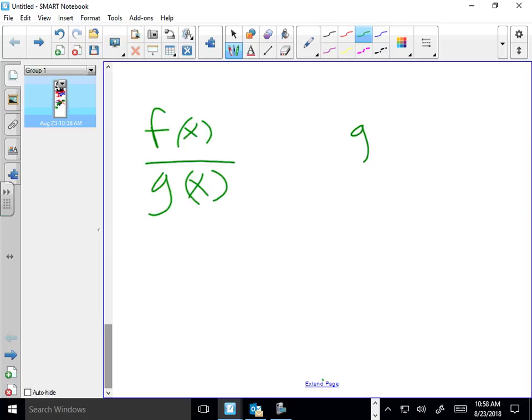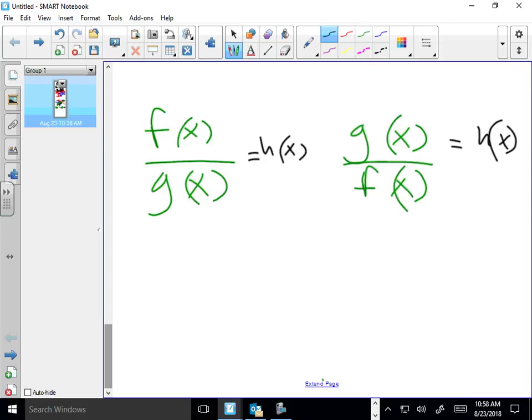I guess sometimes you could see it this way. They can still make babies this way too. Doesn't matter what's on top. These functions love each other and they make baby h of x. But I think there's an issue here.